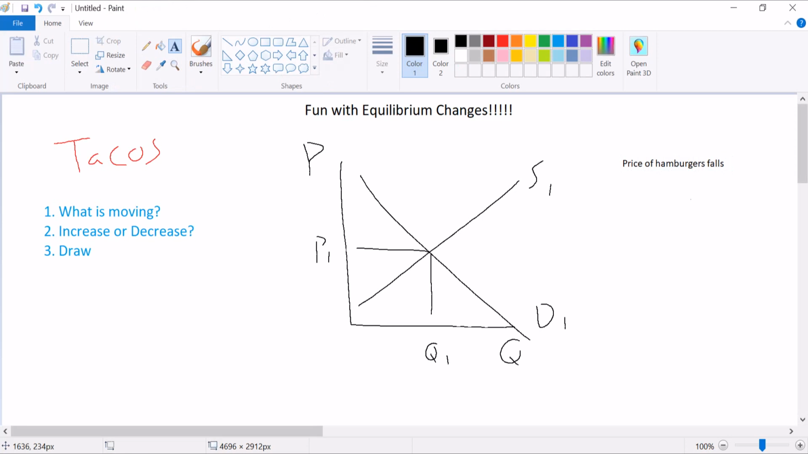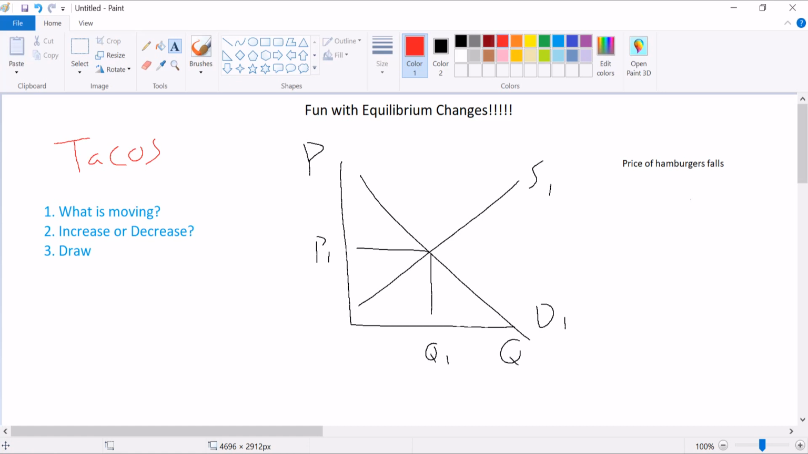So, question one, what is moving? Well, if they're substitutes in consumption and one of their prices moves, that's going to affect demand. So demand is moving. Is it increasing or decreasing? Let's think about it. Hamburgers just got cheaper. Does that make me want more tacos or less tacos? Probably less, because I'm more likely to go and buy some burgers.